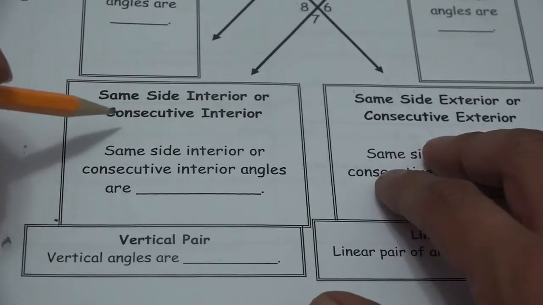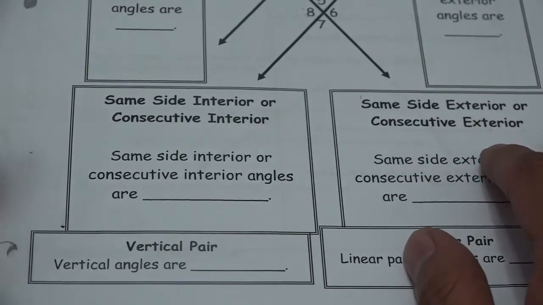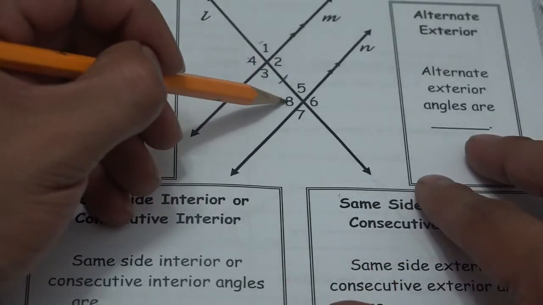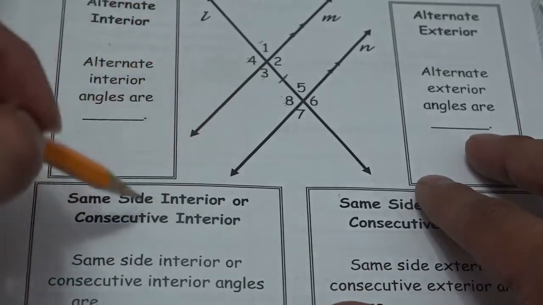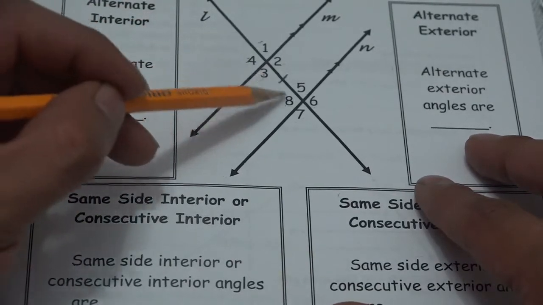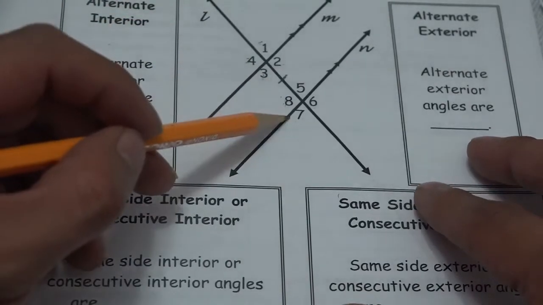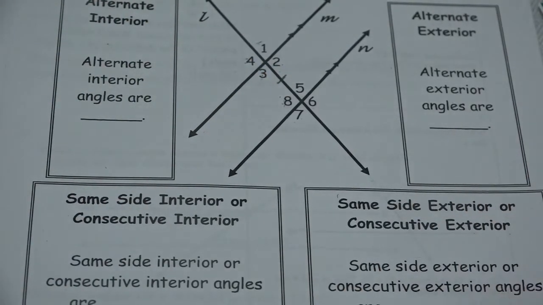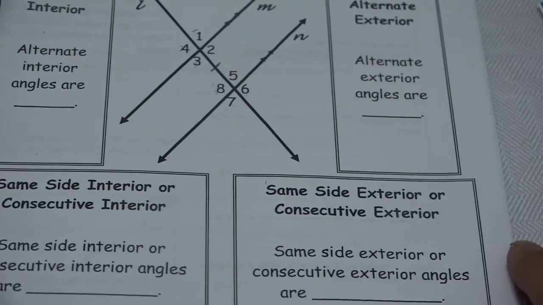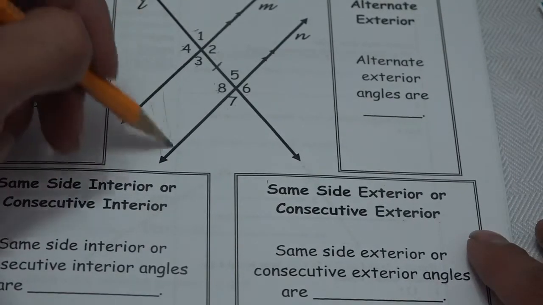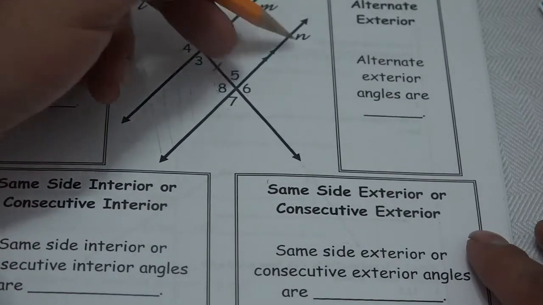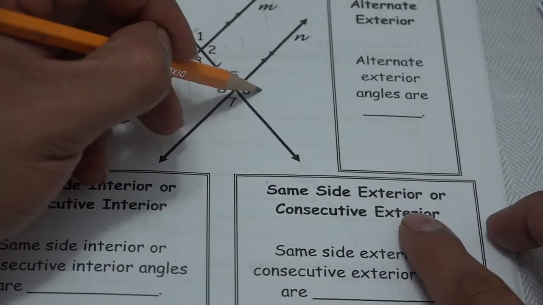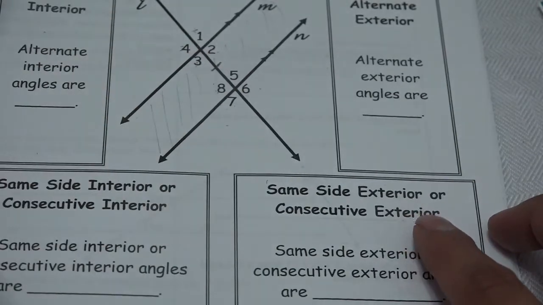Same side interior or consecutive angles? Consecutive interior. All right. Same side interior. So these two angles are same side interior. And as we just realized, they are also called consecutive interior. Not a problem. 3 and 8. Guess what? 2 and 5 are also on the same side. And same side exterior, remember, this is what determines the interior from the exterior. So same side exterior will be 1 and 6 on the same side. 4 and 7.